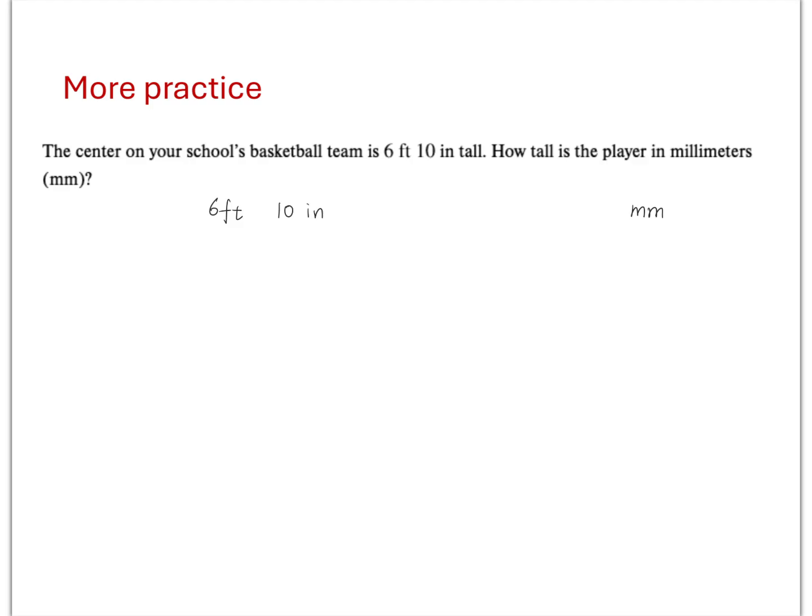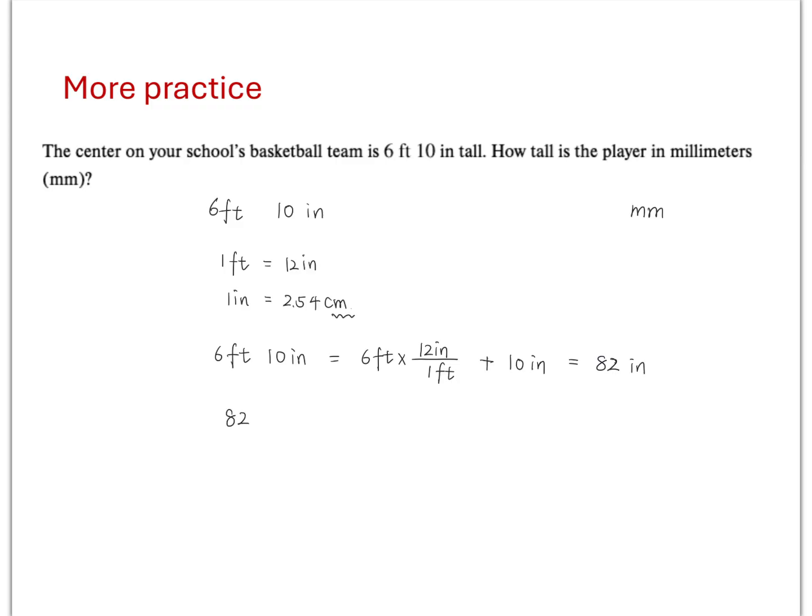But we know 1 foot is 12 inches, and we also know 1 inch is 2.54 centimeters. That is the connection, because we have meter, centimeter, and millimeter, so we have the meter as the bridge. Now we are going to start. 6 feet 10 inches equals 6 feet times, we first find how many inches that would be. 1 foot is 12 inches, that gives you the inches for the 6 feet, plus 10 inches. If you do the math, we have 72 plus 10, so it's 82 inches in total.